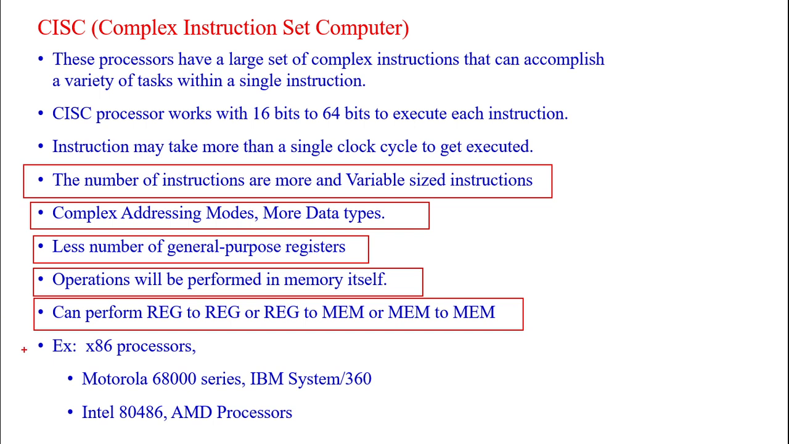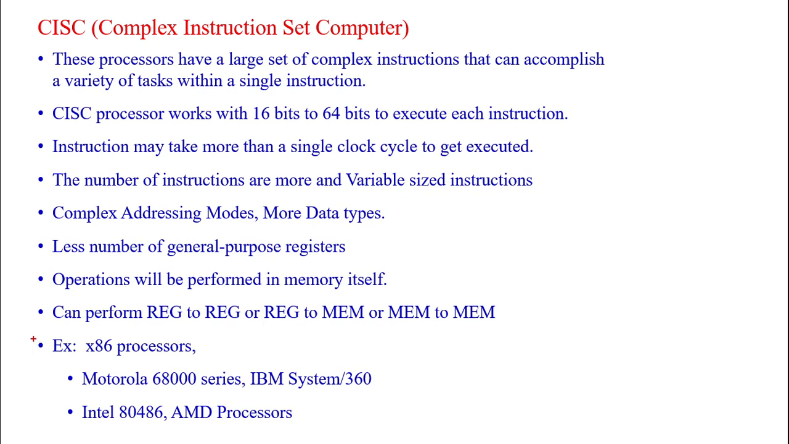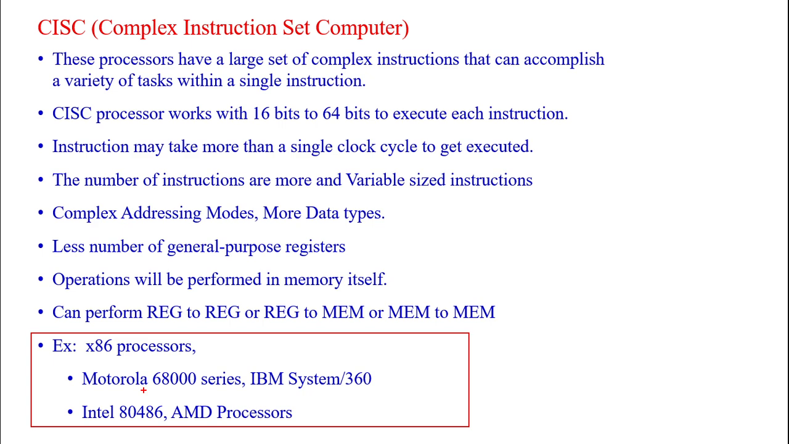And examples of CISC processors, I have listed very few here. Very important, the 8086 processor is a CISC processor. Motorola 68000 is a CISC processor. IBM 360 is a CISC processor. Intel 80486 is a CISC processor, and all AMD processors. All the Intel and AMD processors we're using in our laptops are CISC processors, because they have to handle very complex instructions and complex operations. So this is all about CISC. CISC means Complex Instruction Set Computer.